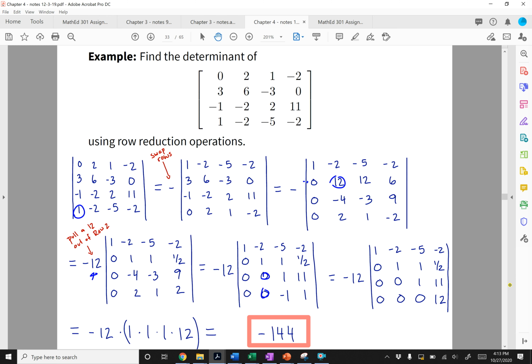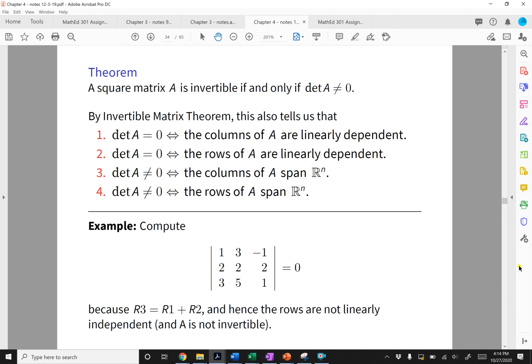Those don't change anything. This is already a 1, so you don't have to do anything there. And then you can do one more row operation, where you're just adding that third row to that fourth row to get that to be 0. And you're at a triangular matrix, so multiply the diagonal. A lot faster to do that. Well, I don't know if it's a lot faster with a 4x4, but still slicker.